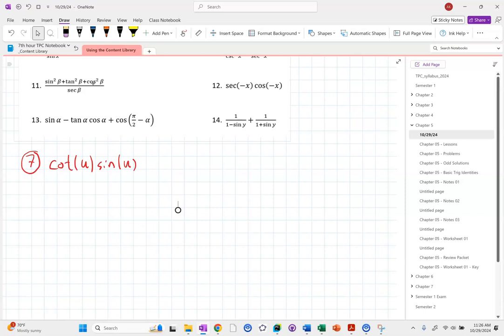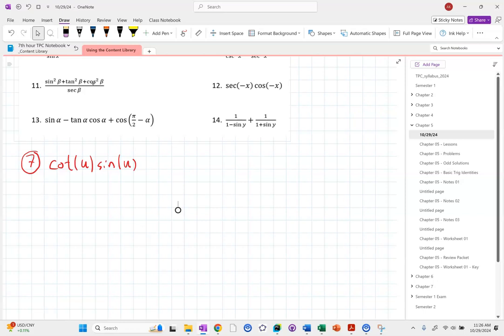No, because cotangent u, the u is inside a cotangent, and sine of u, the u is inside of sine. So you can't separate those out algebraically. You rethinking what you want to do? Yeah. You thinking identity? Yeah. Okay, I think you're right.